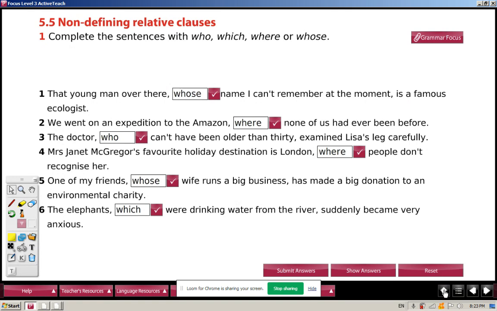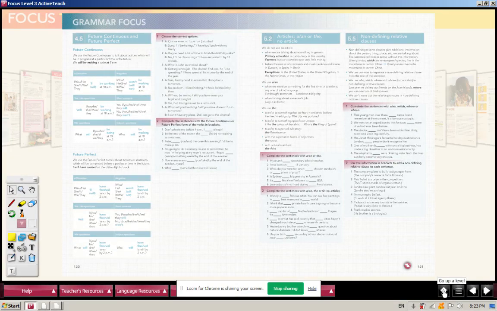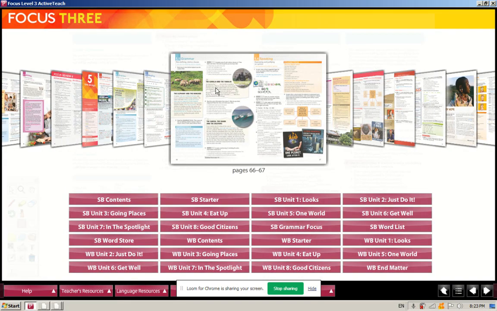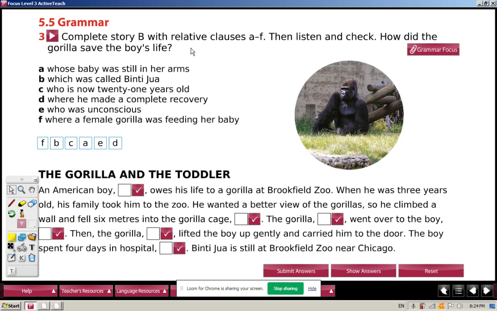Now, let's get back to page 66 and do exercise number 3. Okay? Complete story B with relative clauses from A to F. A. Whose baby was still in her arms. B. Which was called Binti Jua.